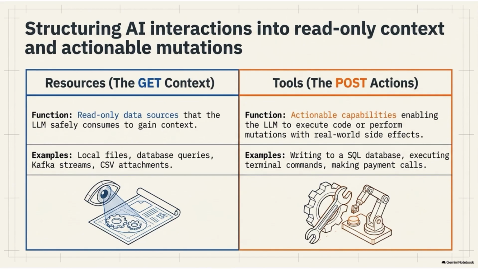Think of things like local text files, read-only database queries, Kafka streams, or static CSV attachments. The AI can look at this data to inform its reasoning, but it cannot change it, ensuring there are no accidental side effects. Tools, on the other hand, represent post actions. These are actionable, dynamic capabilities that enable the LLM to execute code or perform mutations with real-world consequences.